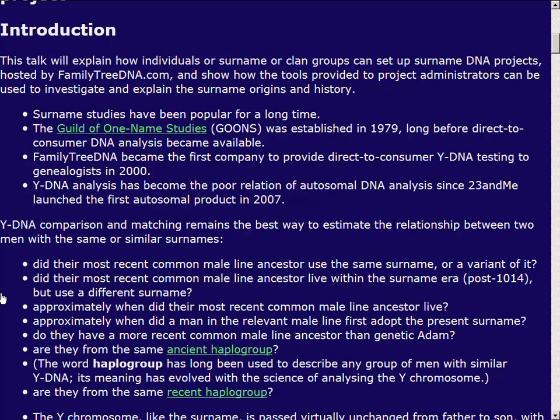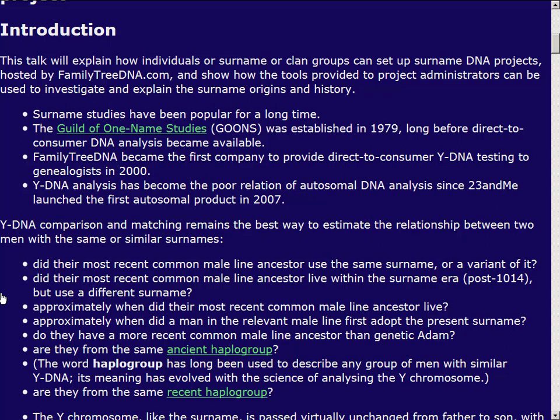Two men might want to know when did their most recent common male line ancestor live? When was the present surname first adopted by my ancestor? How many centuries back was the first Waldron to whom I might be able to trace a direct line of descent?